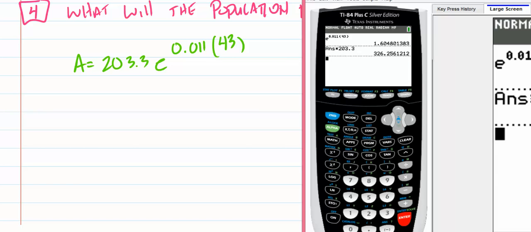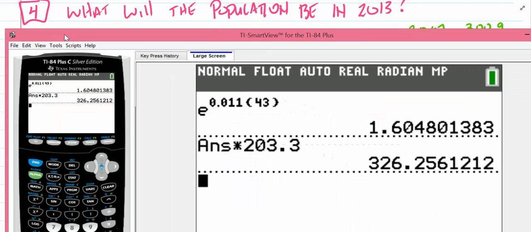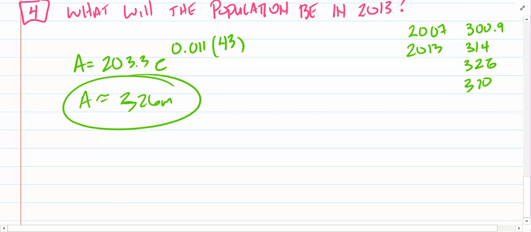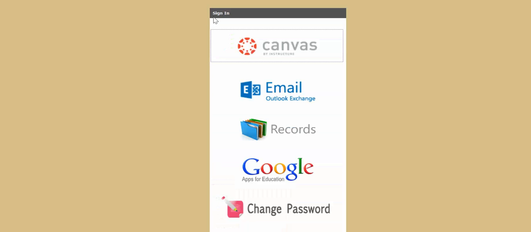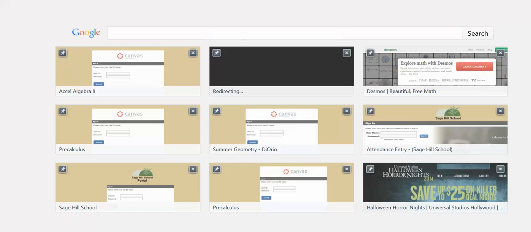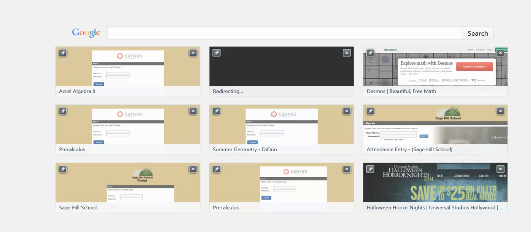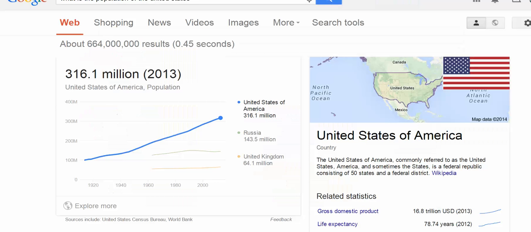All right, so our model is predicting roughly 326 million people, all right? Let's see what Google says. Yeah, let's go see what Google says. We're gonna Google it. So if we actually Google this and the internet wanted to actually work. Okay, so check it out. According to Google, and Google is always right, all right?